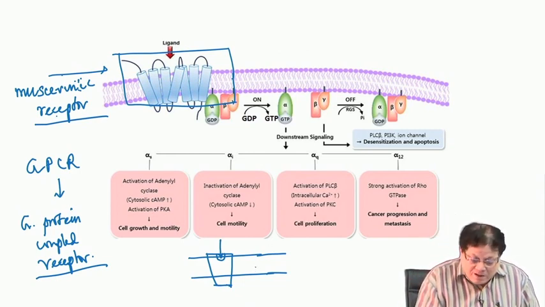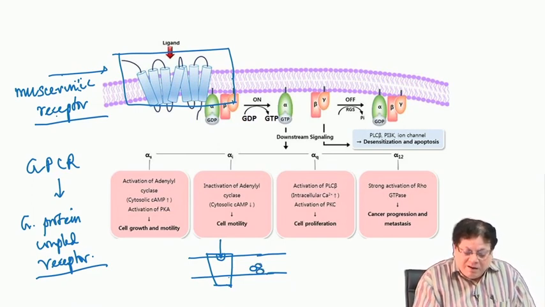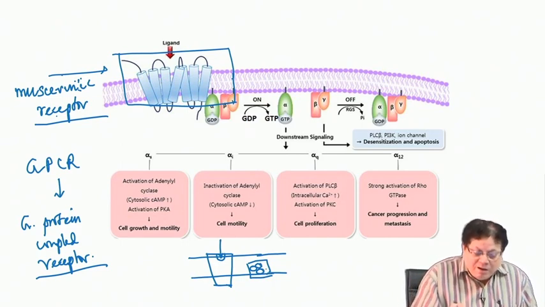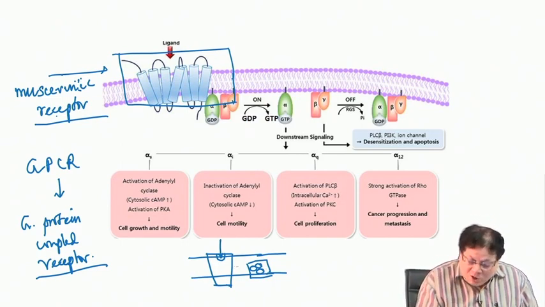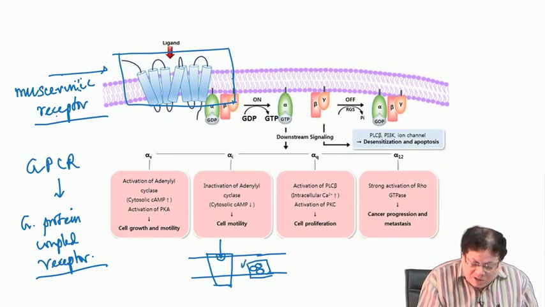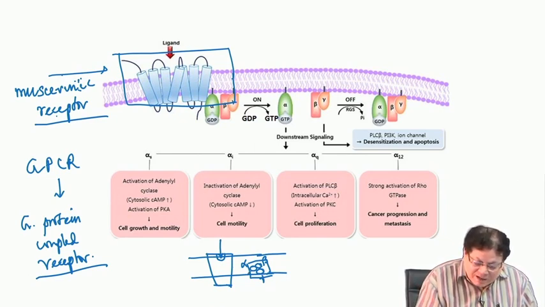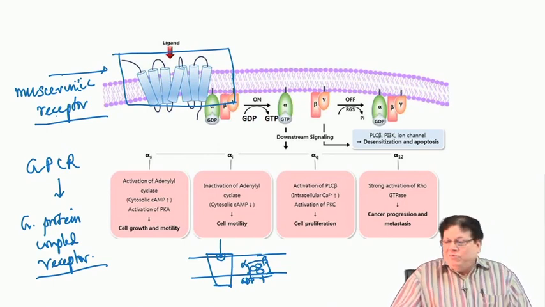That is present as a trimer. So, it is a heterotrimeric protein, which is also in the membrane, moving in the membrane. Now, one is called the alpha subunit, another is called the beta subunit, another is called the gamma subunit. And in the alpha subunit, something is attached, which is called GDP, that means guanosine diphosphate.